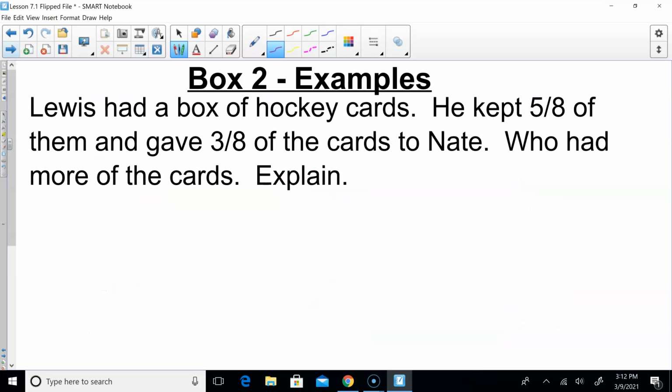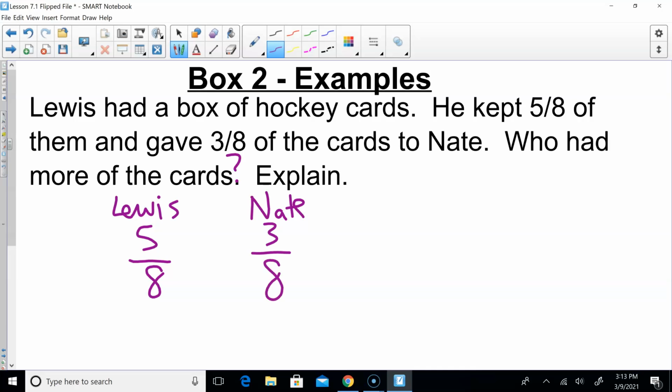Here's kind of a word problem. Lewis had a box of hockey cards. He kept 5/8 of them and gave 3/8 of the cards to Nate. Who had more of the cards? Explain. So if we have this right now, we'll have Lewis right here, and he had 5/8. And we have Nate, who had 3/8.